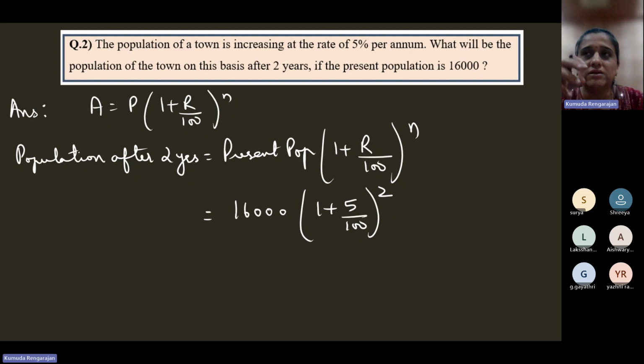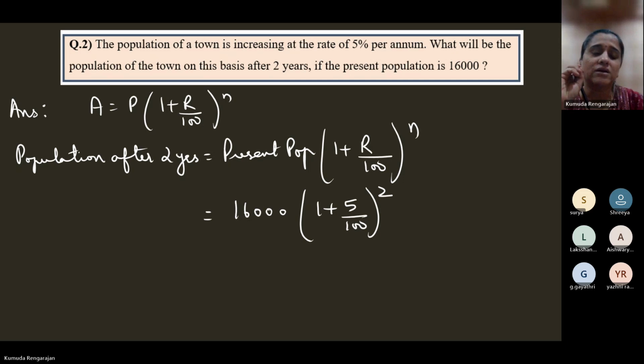So these are the situations where the formula to find the compound interest is applied or used. It's increasing, no? So it will be 1 plus R by 100. If there's a decrease, it will be 1 minus R by 100. Increase, it is 1 plus R by 100.